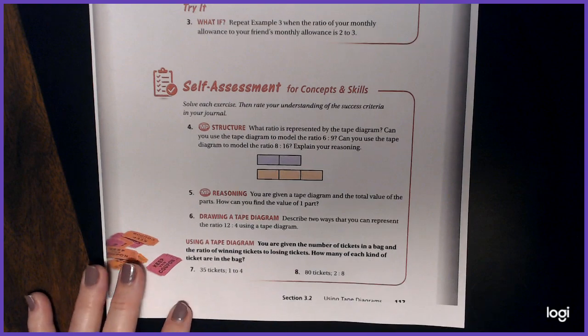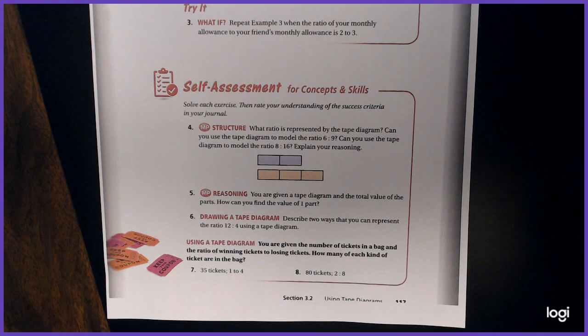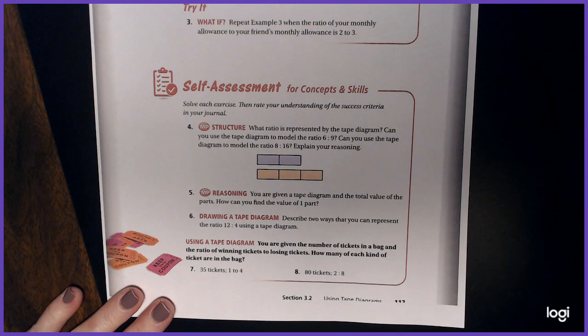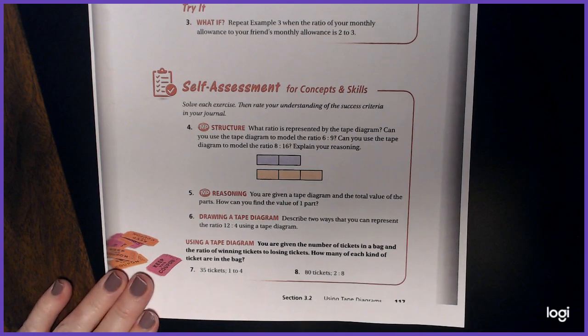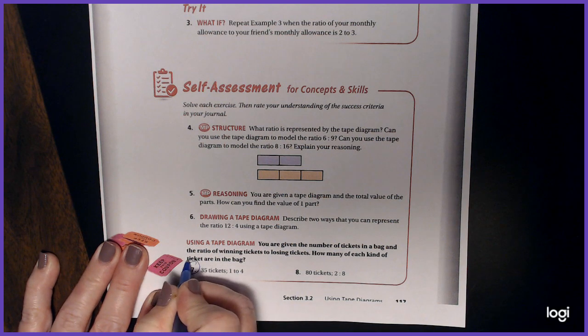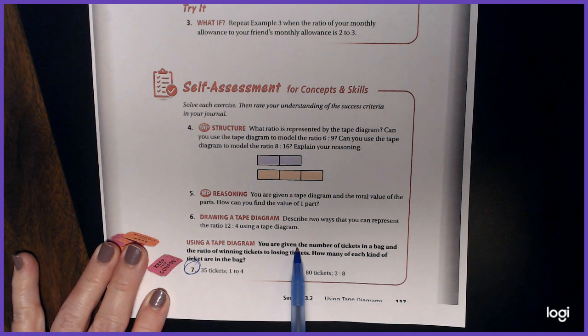All right, so let's go down here, and I'm going to ask you to take out the notes that we wrote down in our notebook, and we're going to go ahead and solve one of these problems. We're going to practice. Let's look at problem number 7. You are given the number of tickets in a bag and the ratio of winning tickets to losing tickets. How many of each kind of ticket are in the bag?